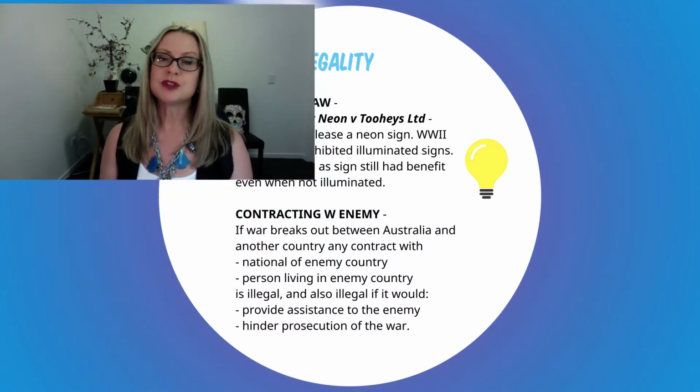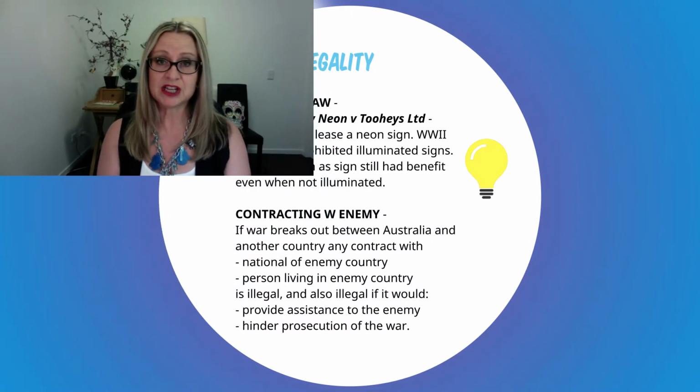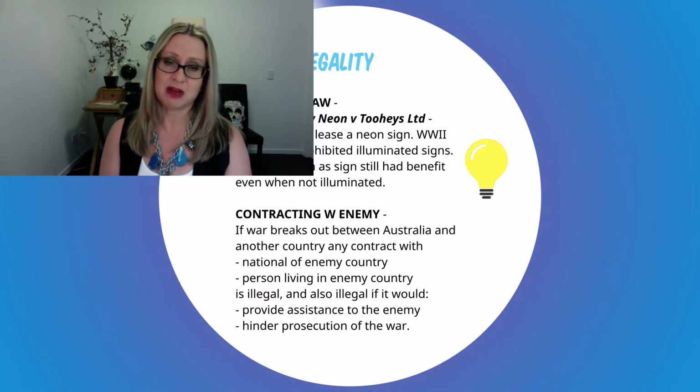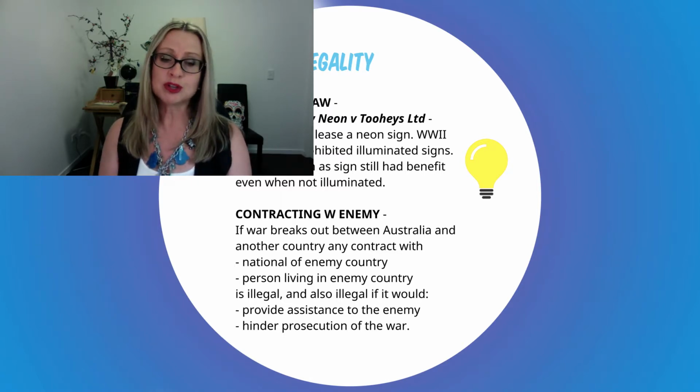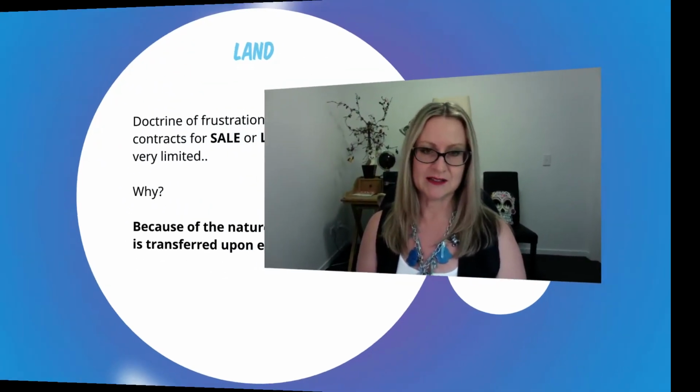Also, in terms of supervening illegality, you have the situation where you have contracts that are either made with the enemy or with a person that's in enemy territory. They're going to be frustrated. Also, your contract is going to be frustrated because of supervening illegality if it would otherwise provide assistance to the enemy or hinder the prosecution of war. So, a fairly sensible little group of cases there.